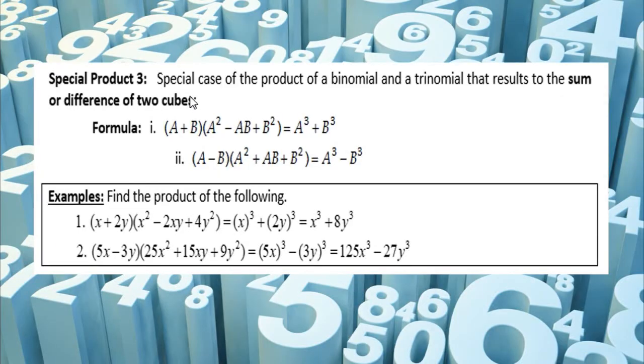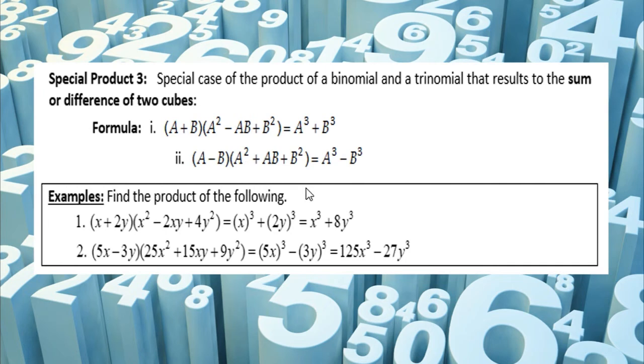Special product 3. Special case of the product of a binomial and a trinomial that results to the sum or difference of two cubes. Okay, we have this: a plus b multiplied to the trinomial a squared minus ab plus b squared is equal to a cubed plus b cubed. So, this is the sum or difference of two cubes. Another, a minus b multiplied to a squared plus ab plus b squared is equal to a cubed minus b cubed. Okay, let us have some examples.